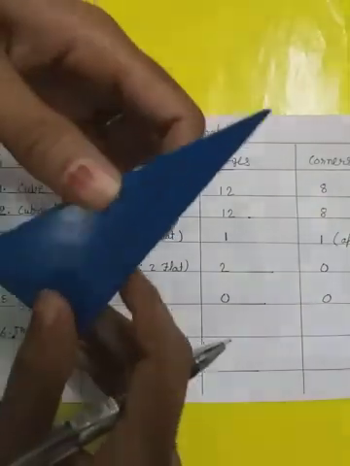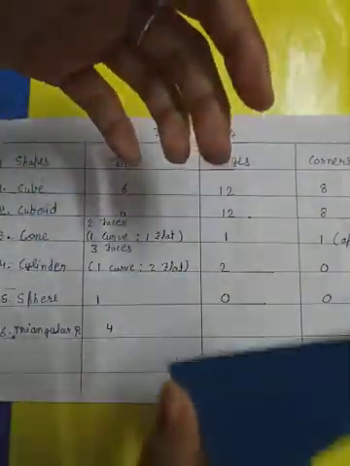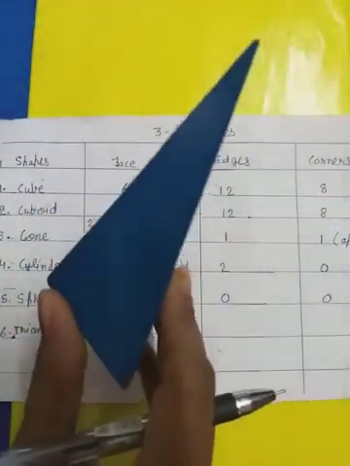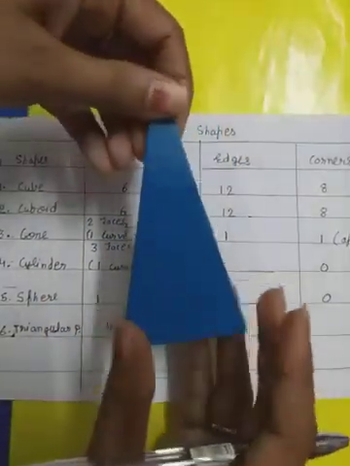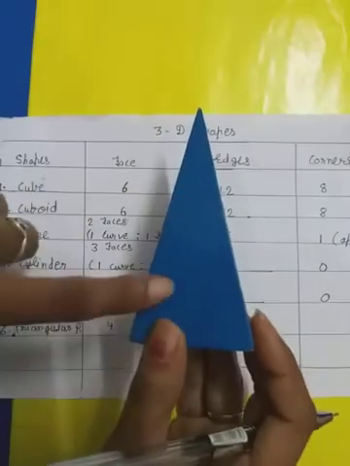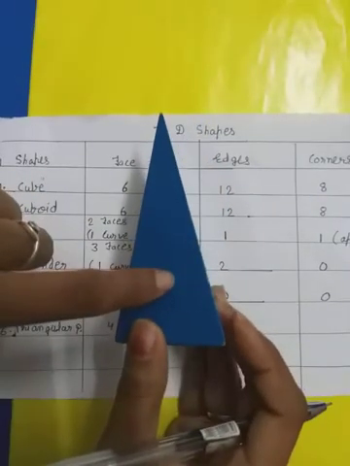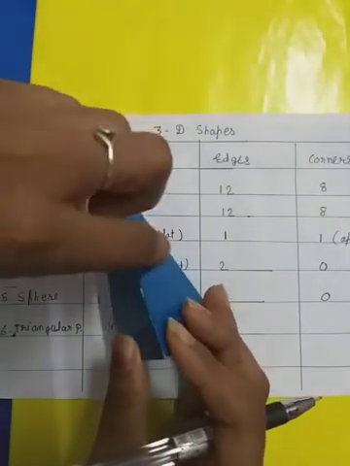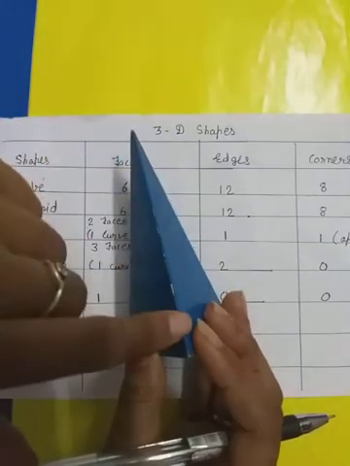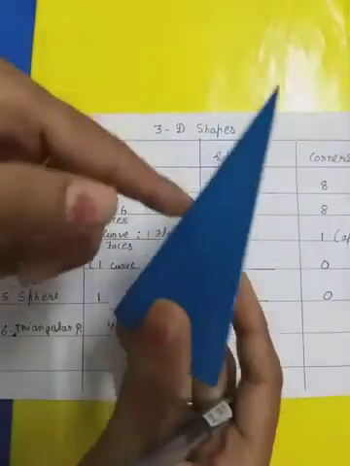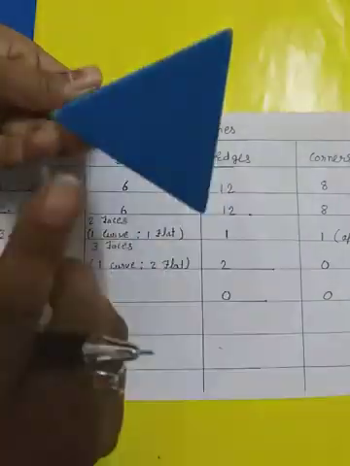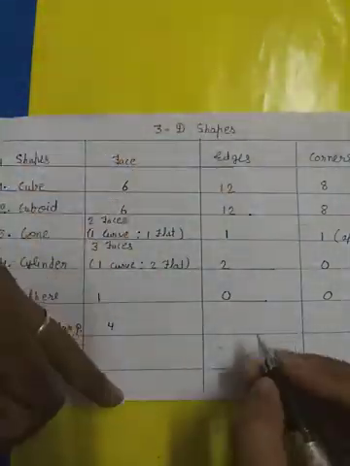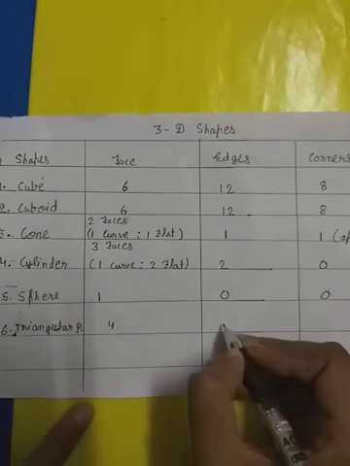Next, where two faces meet, that is called an edge. How many edges do we have in this? This face and this face are meeting here. 1, 2, 3, 4, 5 and 6. We have 6 edges in a triangular pyramid.